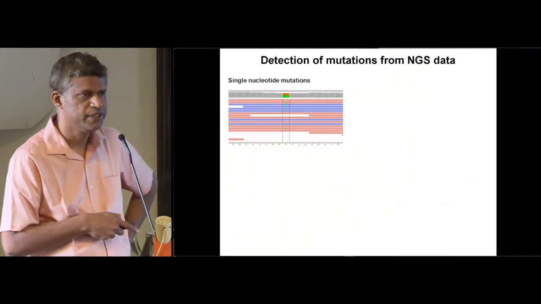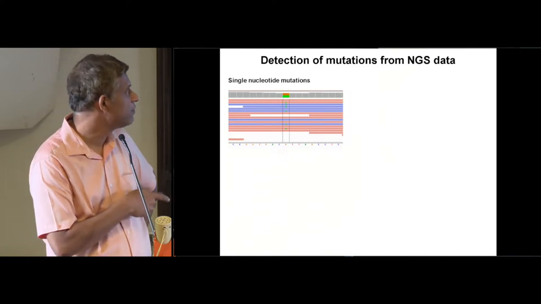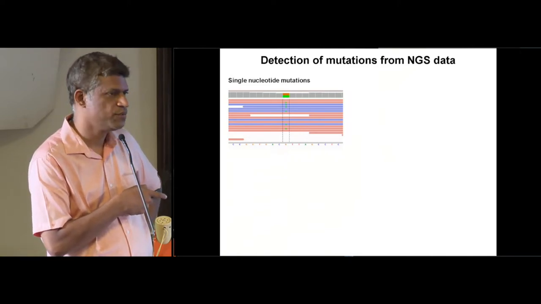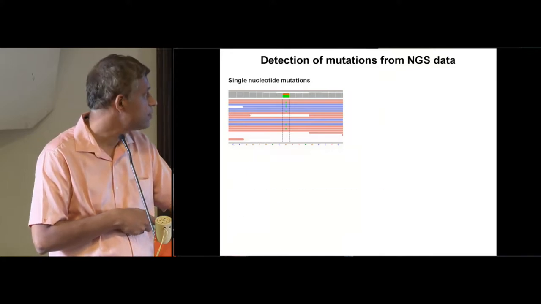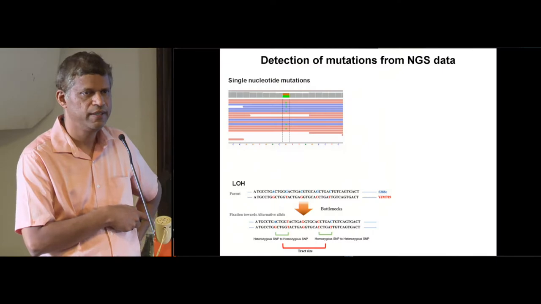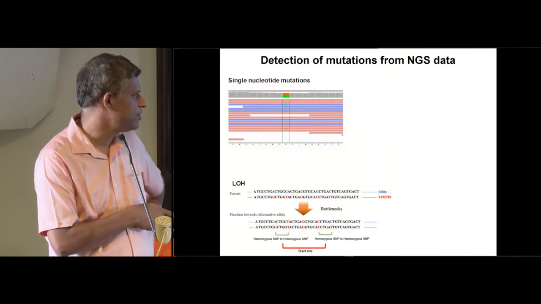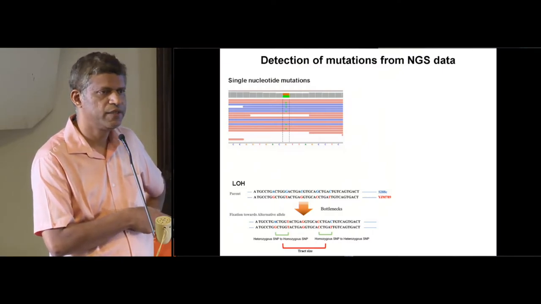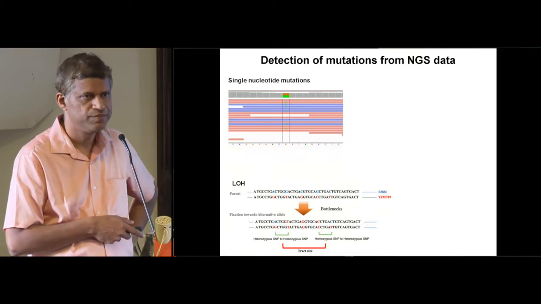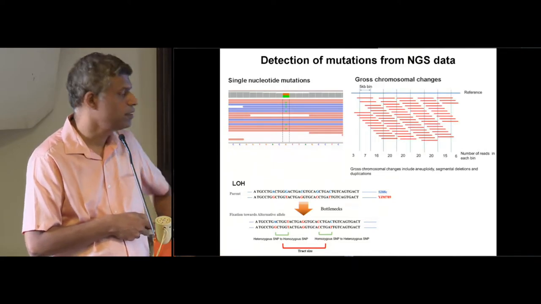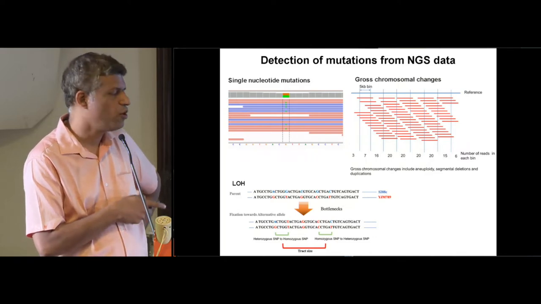So what kind of changes can you look at? By comparing the sequences of these lines to the reference genome sequence, you can look at single nucleotide mutations. You can look at loss of heterozygosities in these het SNP positions. So you can see here, if you get switching from GT to T, from CG to G, and so on, it becomes homozygous. And then you will have nearby tracts that are still heterozygous, right? So the distance from this het position to this het position would determine the tract size of the LOH.